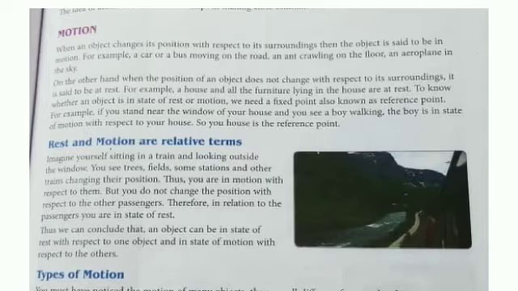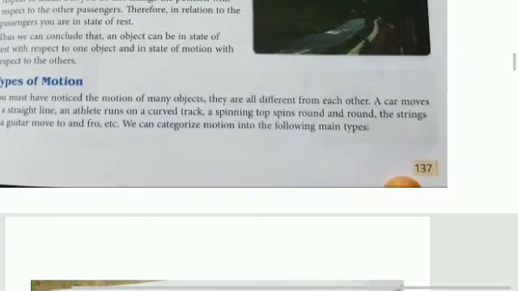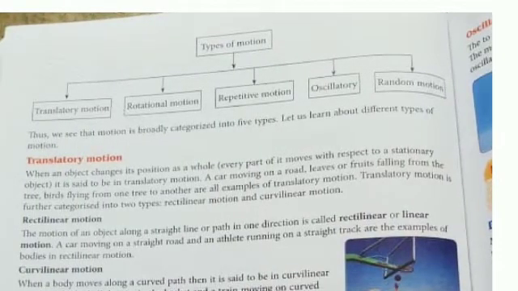Okay. Now come to types of motion. You must have noticed the motion of many objects. They are all different from each other. A car moves in a straight line. An athlete runs on a curved track. A spinning top spins round and round on its axis. A string of a guitar moves to and fro. We can categorize motion into the following 5 types: translatory motion, rotational motion, repetitive motion, oscillatory motion, and random motion.